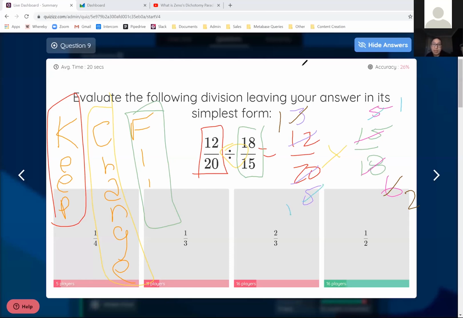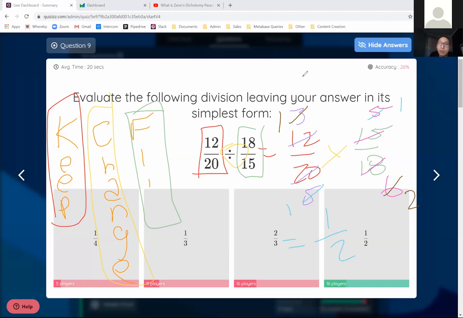So notice that in bigger numbers, this canceling out is way quicker and easier than doing what is 12 times 15, trying to figure that out. What is 20 times 18, trying to figure that out, and then trying to cancel from there. It gets crazy. The numbers are too big, right? So now I just have to go 1 times 1 is 1. 1 times 2 is 2. And my answer is a half, and I'm done, right?